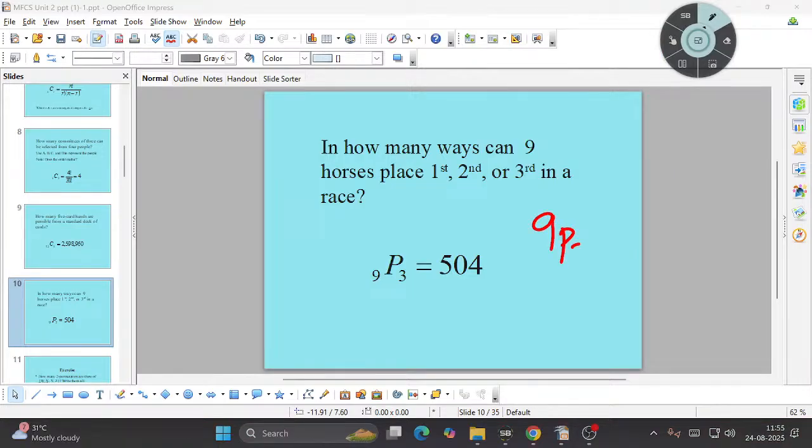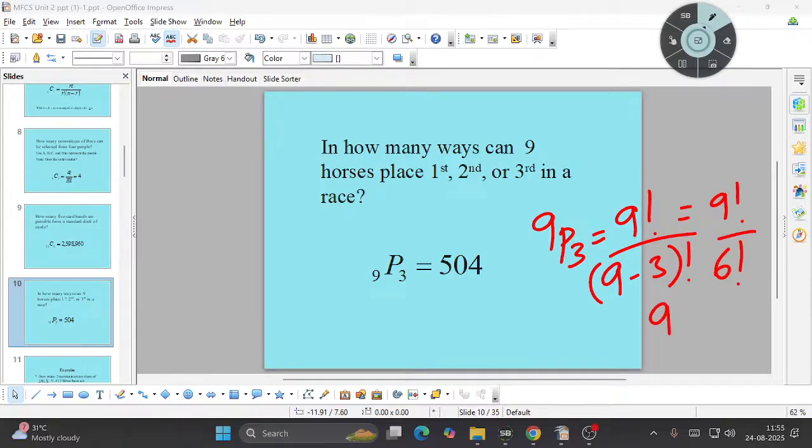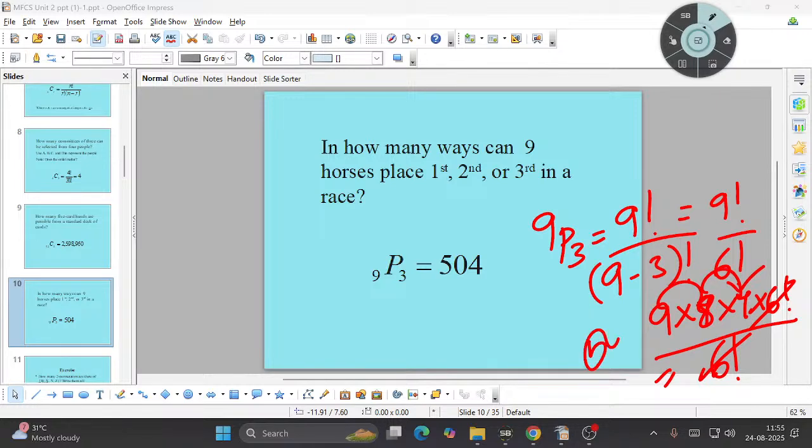9P3 is equal to 9 factorial by 9 minus 3 factorial, which is 9 factorial by 6 factorial. So 9 into 8 into 7 into 6 factorial by 6 factorial. So 6 factorial is gone. 9 8s are 72, 72 7s how much? 504 ways. Okay? Don't write all of these steps, 6 into 5 into 4 into 3 and so on. In a competitive exam your time will be wasted. Is this clear? Go to the next question.